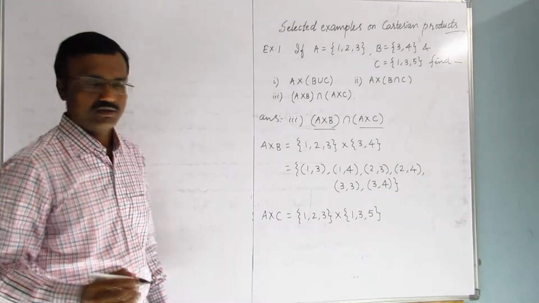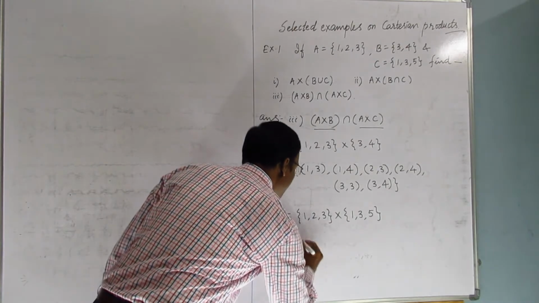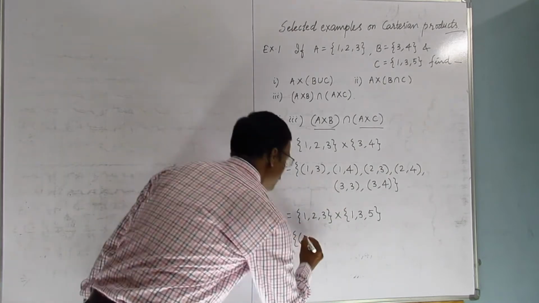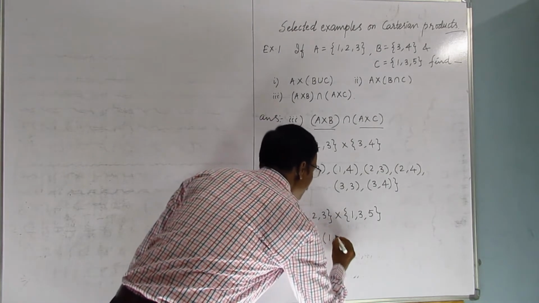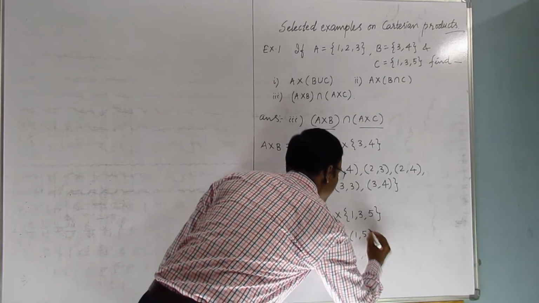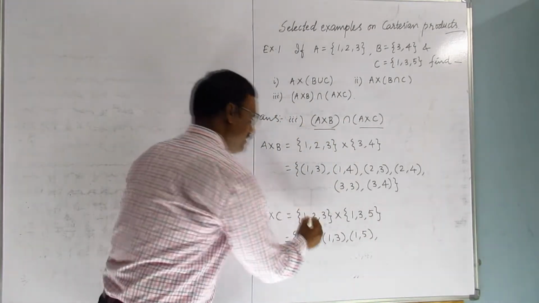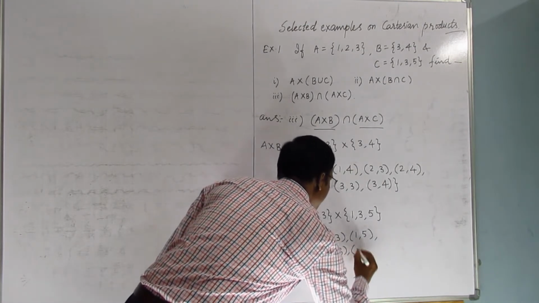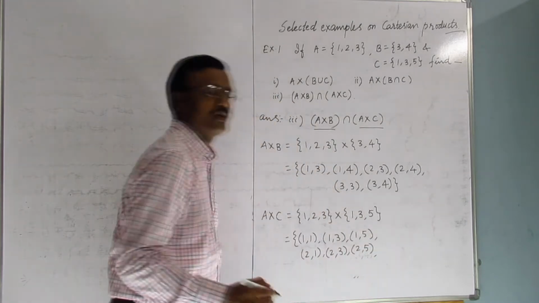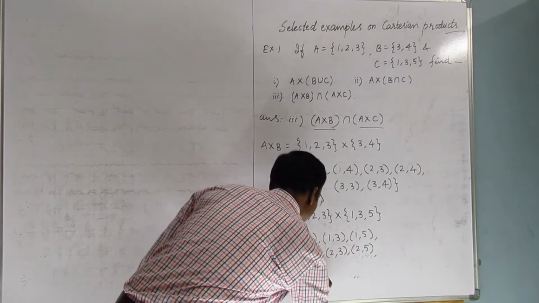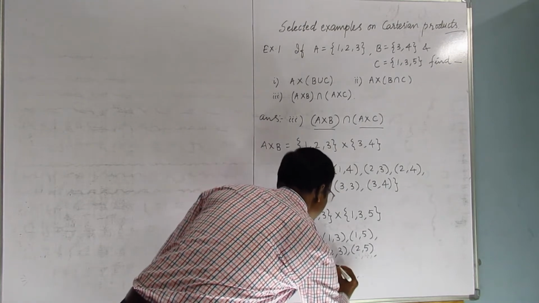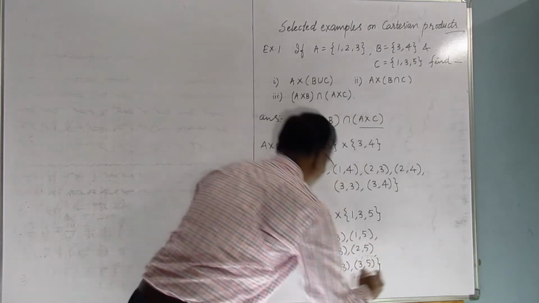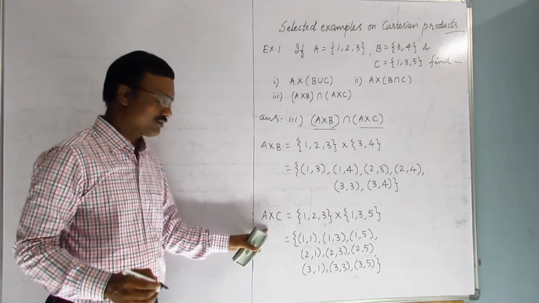Now actually find out the Cartesian product like this. Choose the first element from the first set and one element from the second set. So it will be (1,1), (1,3), (1,5) initially. Secondly, (2,1), (2,3), (2,5). And lastly, (3,1), (3,3) and (3,5). So this is A cross B and A cross C.